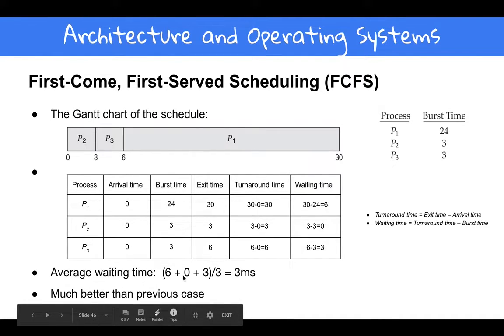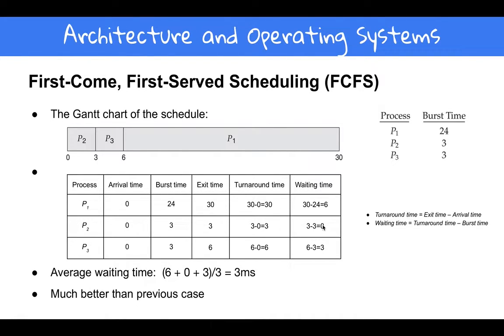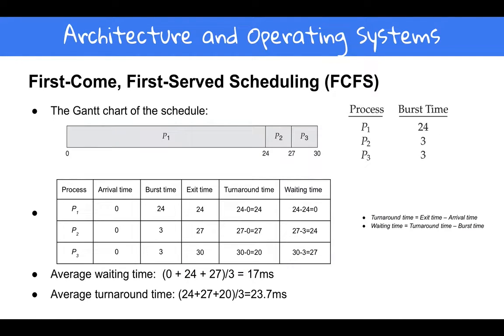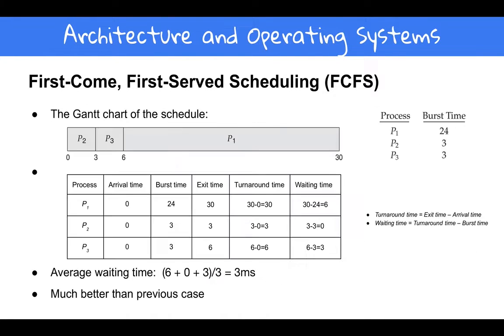As you see, the waiting time here is 6 plus 0 plus 3, which is 9, divided by 3, which is 3 milliseconds. So just look at this. The average waiting time for this order, the same problem, but we just changed the order of them, is 3. For the other one it is 17 for the same problem. So as you see, if we can change the order of them, you could actually have a more efficient machine, an operating system. So it depends on the order in this algorithm.